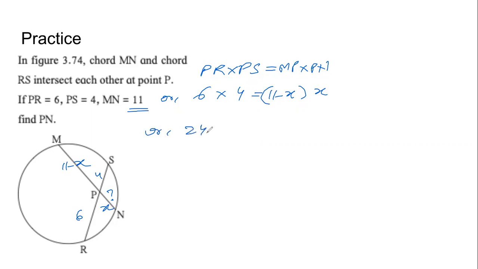So we have 24 equals 11x minus x square. Now if we take everything to the left hand side, x square minus 11x plus 24 equals 0.